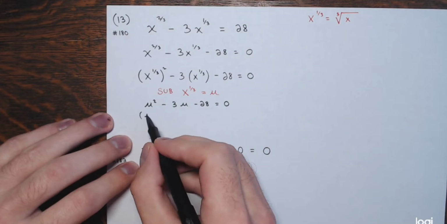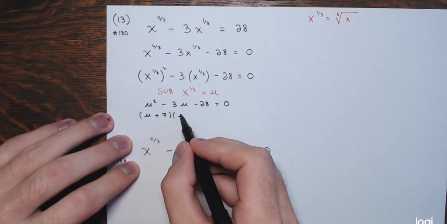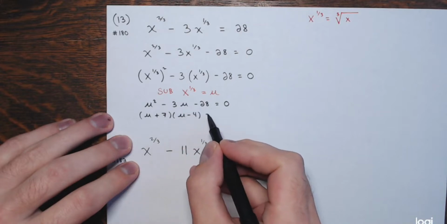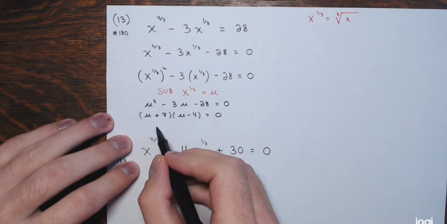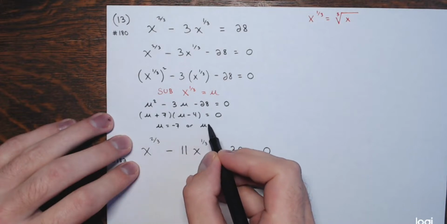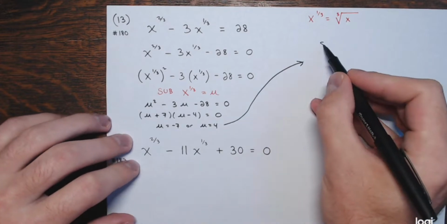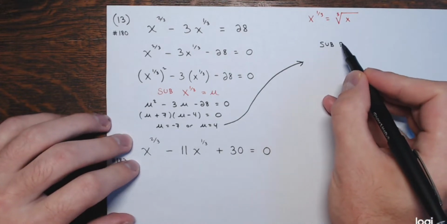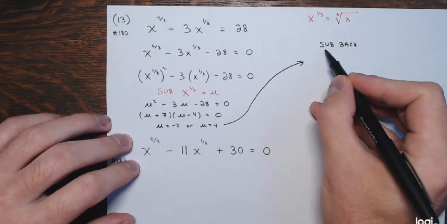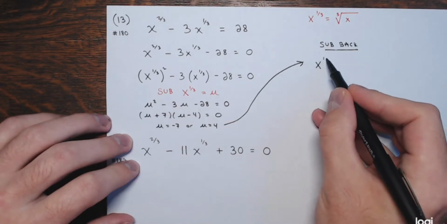This factors to u plus 7 times u minus 4 equals 0. And the solutions in u are -7 and +4. Alright, but now I sub back. I'm just going to stop changing color here. Let's sub back. Remember, u was the cube root of x, x to the 1/3.